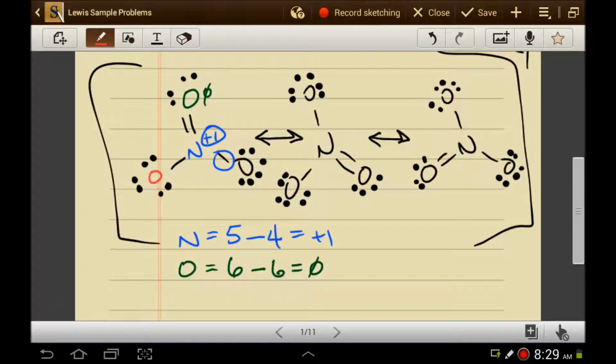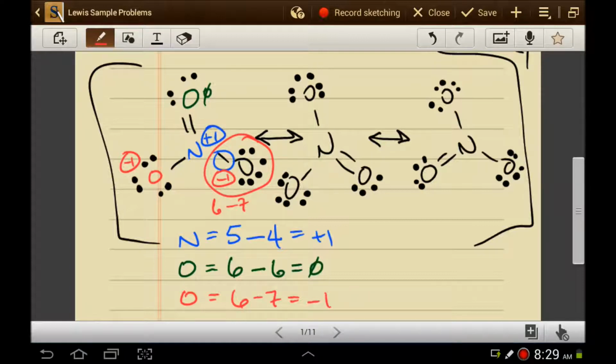Now let's look at the formal charge for this oxygen. Oxygen has 6 valence electrons, and this particular oxygen owns 1, 2, 3, 4, 5, 6, 7. So this oxygen owns 7 valence electrons, so he's got a formal charge of -1. And then this oxygen over here is experiencing the same thing. 6 minus 1, 2, 3, 4, 5, 6, 7. So he's also got a formal charge of -1.